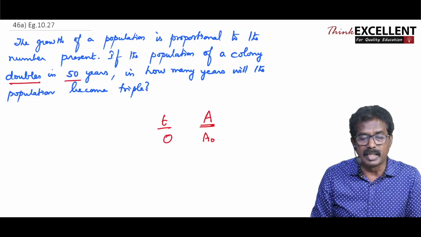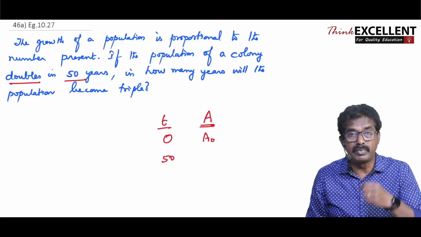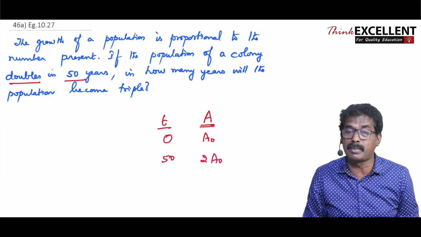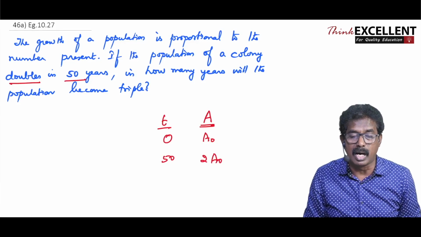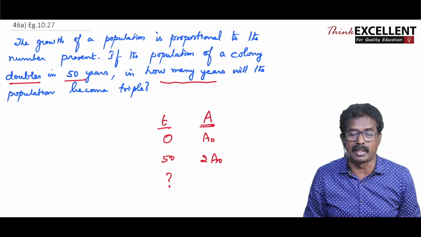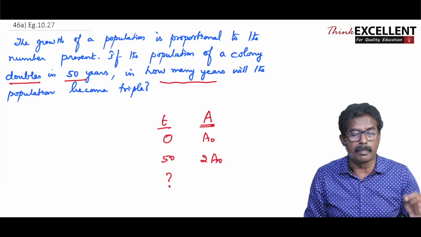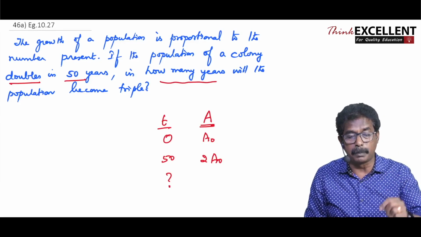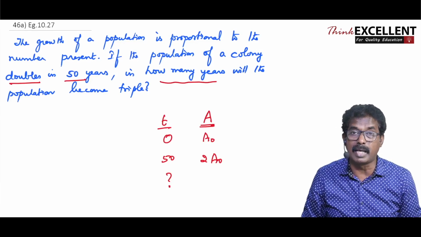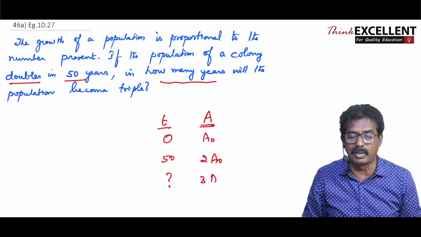டபுள்ஸ் இன் 50 இயர்ஸ். அப்போ டைம் 50 இயர்ஸில் டபுள் ஆகும். ஃபஸ்ட்டு ஏ நாட் இருந்தது, இப்போ ட்வைஸ் ஏ நாட், 2 டைம்ஸ் ஏ நாட் ஆயிரும். இப்போ என்ன கேட்டிருக்காங்க, ஹவு மெனி இயர்ஸ். அப்போ என்ன கேட்குறாங்க, டைம். ஹவு லாங் டைம் கேட்டிருக்காங்க கரெக்டாக. ஹவு மெனி இயர்ஸ் வில் த பாப்புலேஷன் பிகம் ட்ரிபிள். அப்போ ஏ நாட் இருந்தது 3 டைம்ஸ் ஏ நாட்டுன்னு வரணும், அவ்வளோதான்.